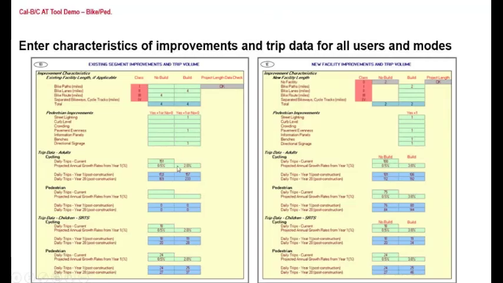Then you enter... How come no build has 2? You show 2 miles in no build? Because there was no facility in the no build. This is a new facility. In the no build, there is no facility. And so in the model, you can see this is a gray cell.